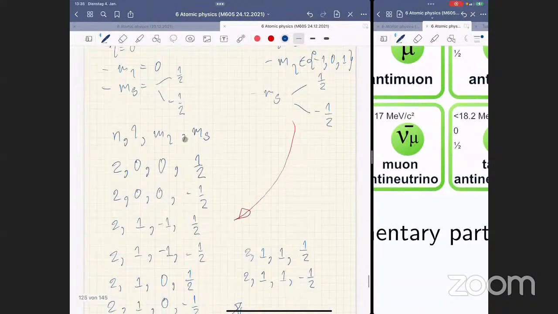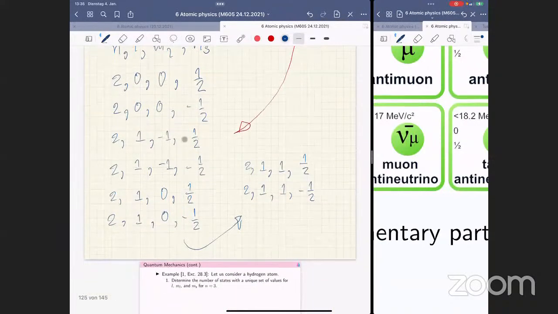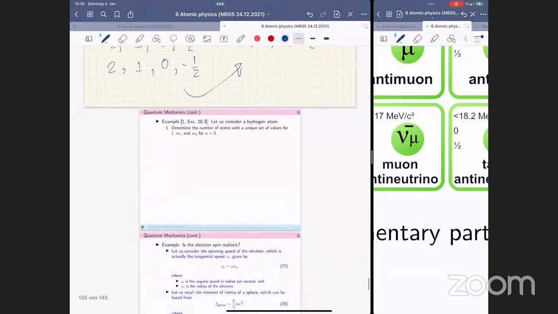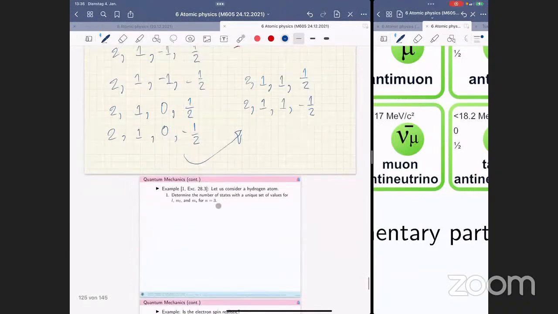For the homework, you can choose any n to get another set of quantum states. Here, let's consider a hydrogen atom. Determine the number of states with a unique set of values for L, ML, MS when n equal to 3.